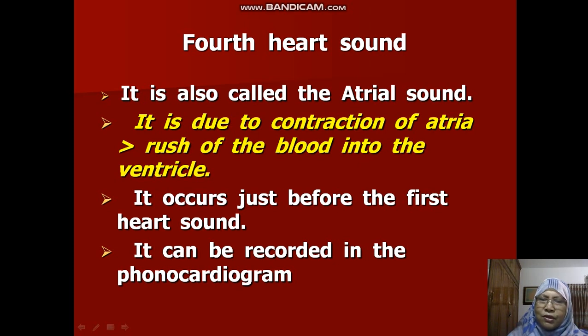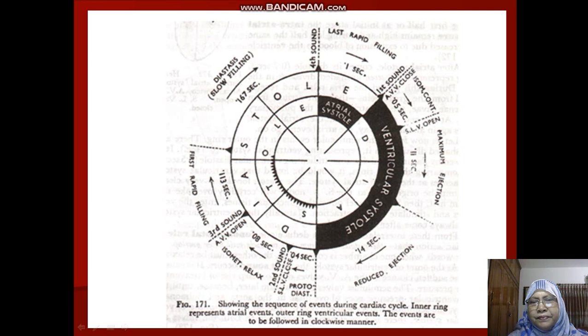And the fourth heart sound is also known as the atrial sound, and it is due to contraction of the atria. It occurs during atrial systole, when there is again the last rapid filling phase in the ventricle. That is, there is again a rush of blood into the ventricle, and it occurs just before the first heart sound. It is also recorded in the phonocardiogram. So the fourth heart sound is here. It is produced due to atrial systole. When the atria contract, the last rapid filling phase occurs, and in this phase there is again a rapid rush of blood into the ventricles, producing this fourth heart sound.